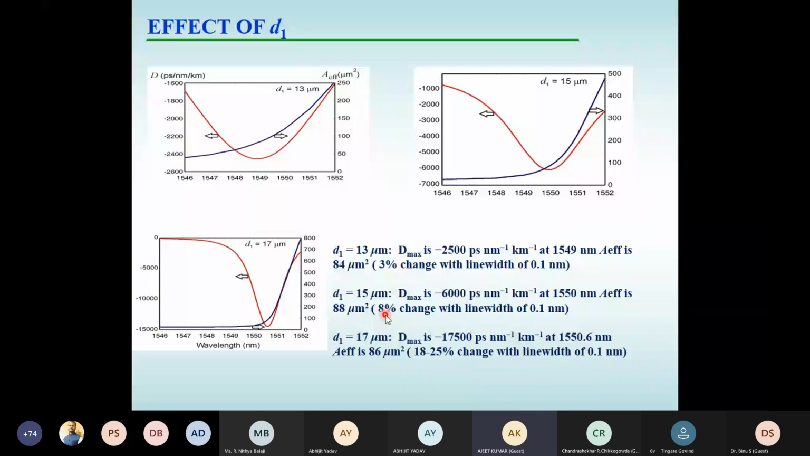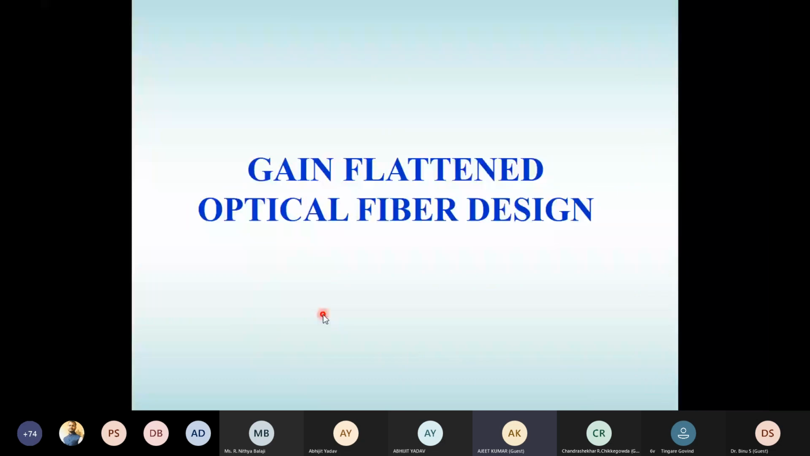There is 8% variation with 0.1 nanometer line width. But in the case of d1 equal to 17, which gives a very high negative dispersion value, at the same time you see a huge variation in the A effective, in the range of 18 to 25 micron. That is why it's better to go for this design parameter rather than that one. So this is one application where you can get a very high negative dispersion to minimize the dispersion created because of the propagation.